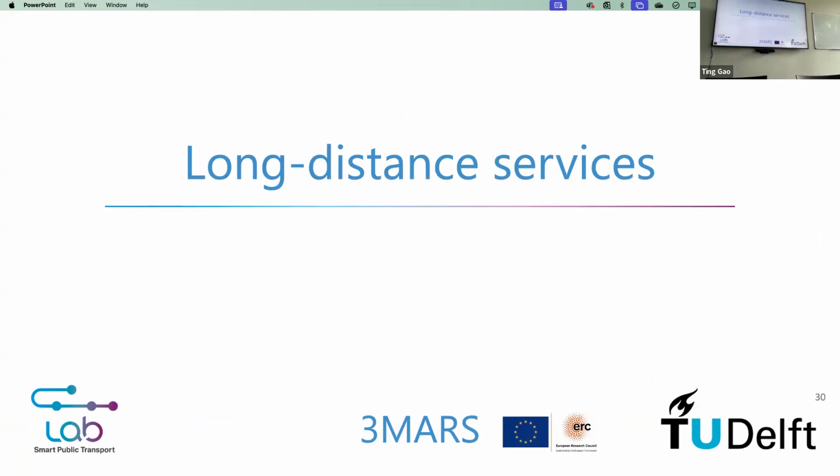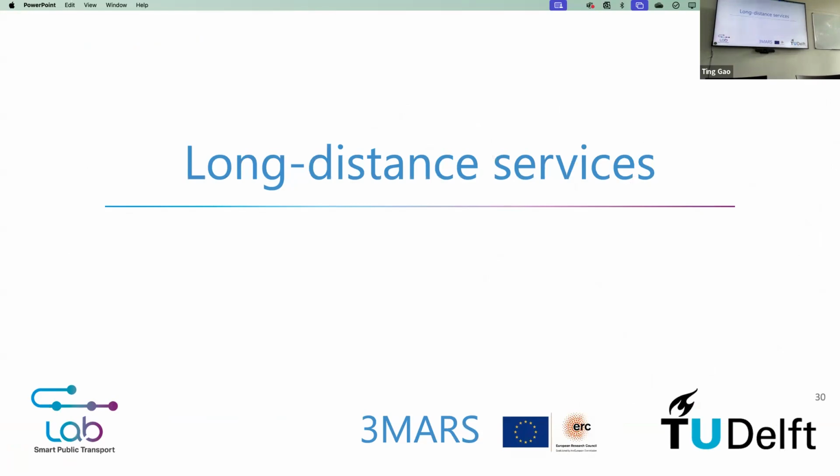If we're good, then I will switch to the last topic I would like to share with you. It's the other end of the spectrum in terms of scale: moving from small shared vehicles to long-distance services, typically high capacity. We don't have a logo yet. That's a new project, called Free Mars, in this ERC Consolidator grant.